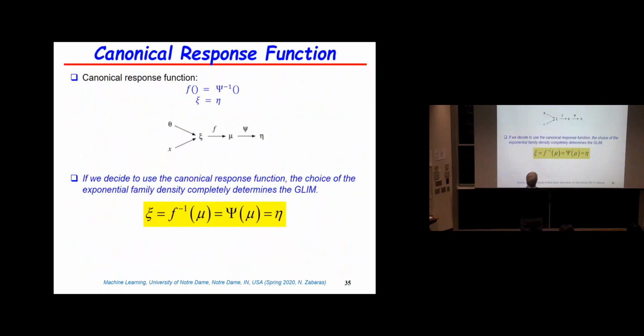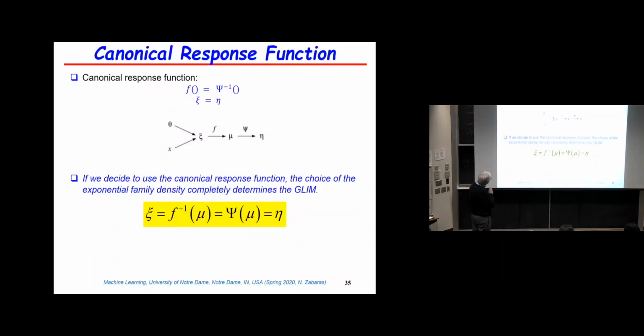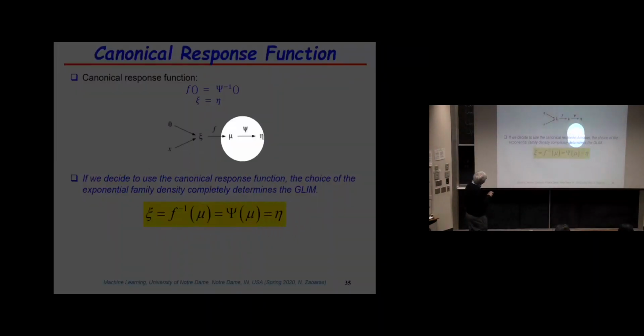Let me go directly to this picture. If f is the inverse of psi, it means that xi and eta are the same, because mu is derived forward by f of xi, and mu is also defined by psi inverse of eta. So f and psi inverse have to be the same. And you see, xi and eta are the same.